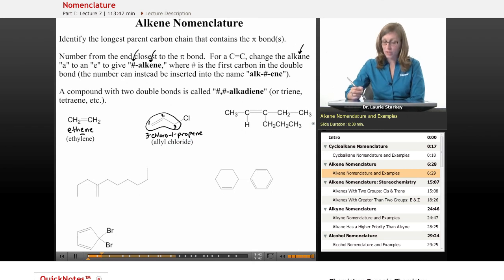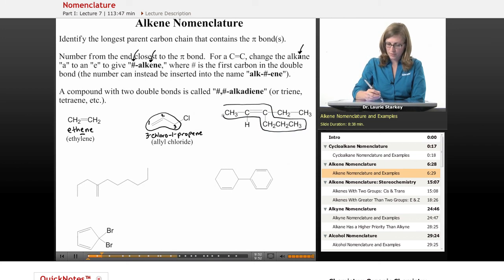Okay, how about this case? Where's our longest carbon chain that contains both carbons of the double bond? Looks like we'll come across here, but then we'll move down in this direction because that would be a longer chain than over here. And how are we going to number it? If we numbered it from here, our double bond would start at carbon 2. If we numbered it from here, 1, 2, 3, 4, it wouldn't start till carbon number 4. So we'd rather have it be at carbon 2, 1, 2, 3, 4, 5, 6. So a 6-carbon alkene is going to be called hexene. It's a 2-hexene.